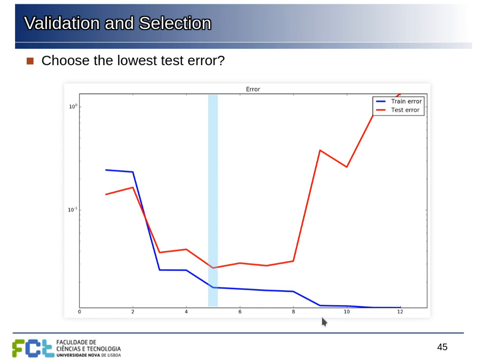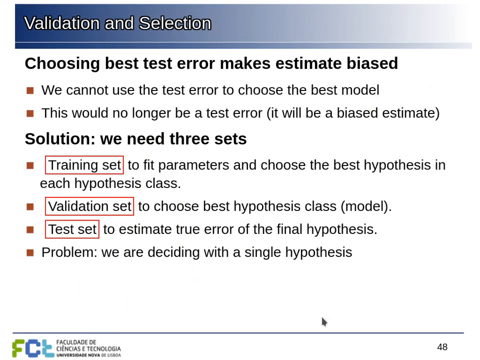So basically, we cannot really do this and call it the test error, because the test error must be an unbiased estimate of the true error. What we are doing here is a validation, and this is the solution.